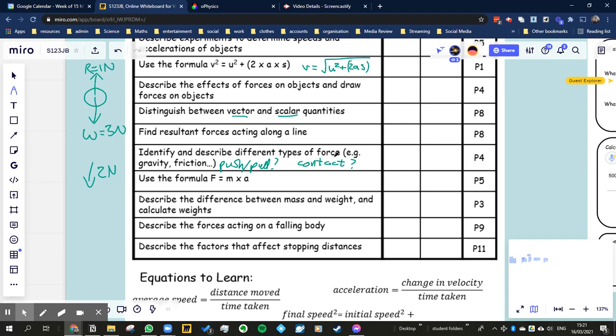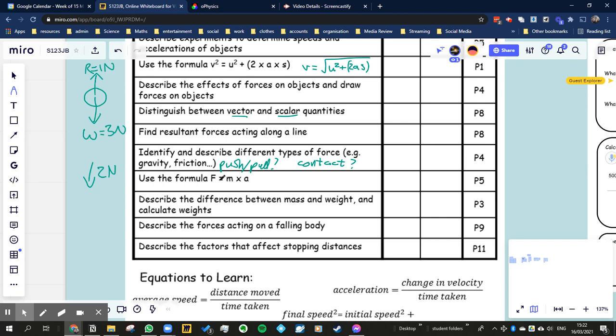Same with magnets. Magnets are a non-contact force again. You get two magnets close to each other, they're going to attract or push away from each other. They're not touching one another though. Whereas something like friction, that's a contact force. So friction is caused by something touching, and there applies a force there. So that's probably what it means there.